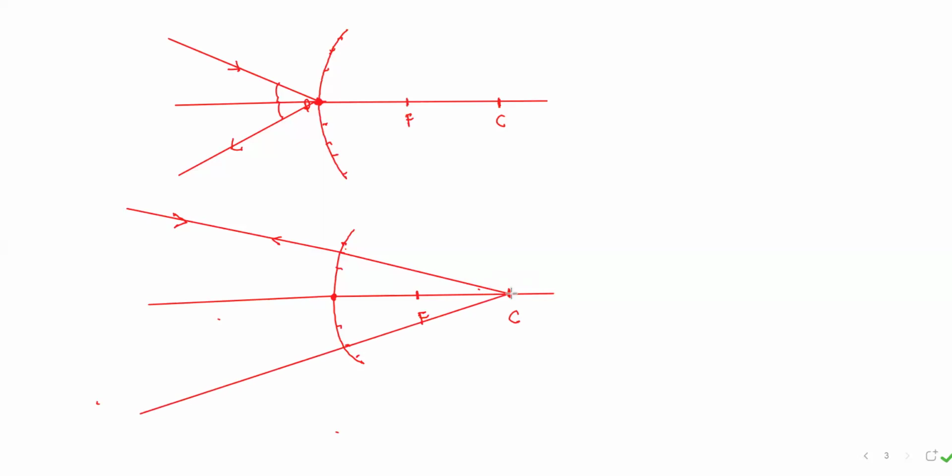But the moment the ray hits the mirror at 90, then it must reflect back along the same path and must pass through C. So we can also do that. But don't forget, this is a virtual thing, so it must be drawn in a broken line. It must be drawn in a broken line.